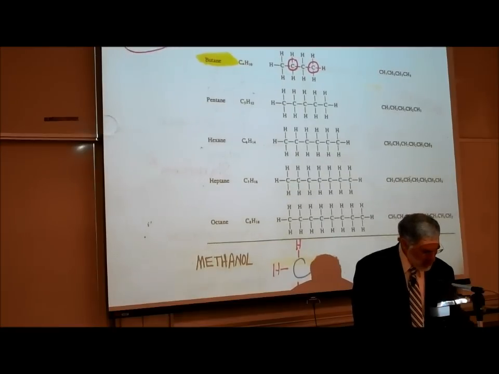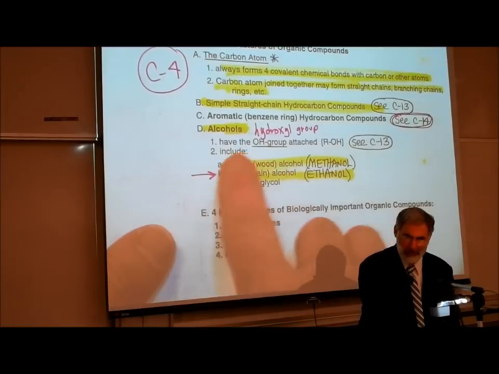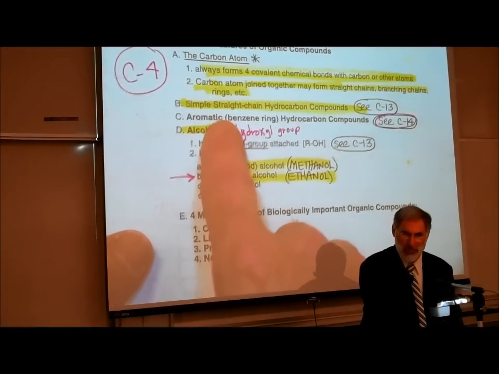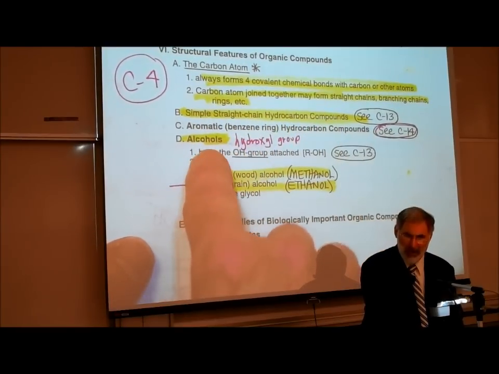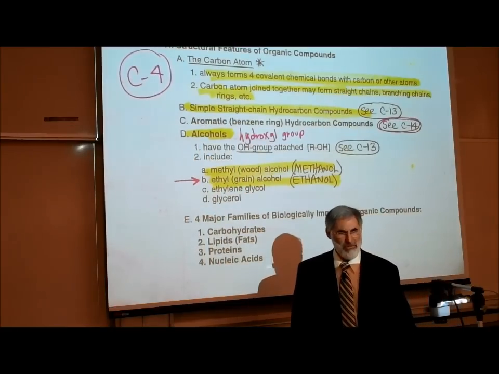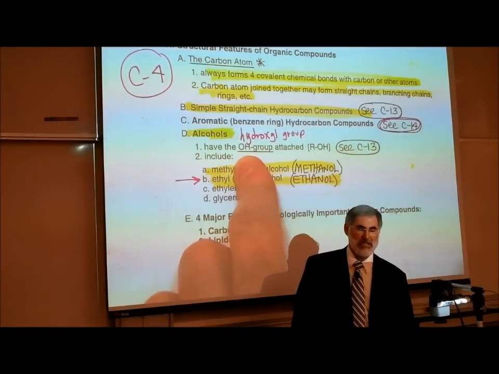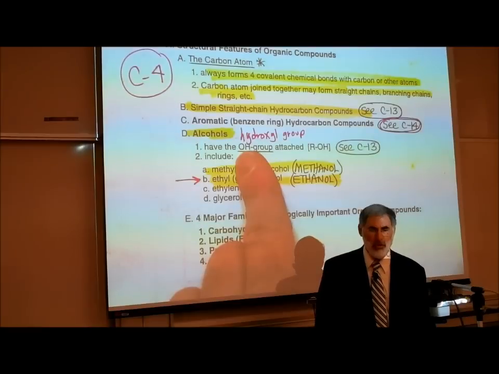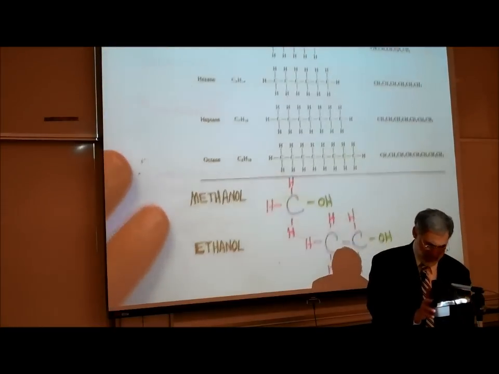Now, let's mention something else. Back on page C4, and we're going to go right back to C13 momentarily. So we've shown you what are called simple straight-chain hydrocarbon compounds. Let's show you what alcohols are. Now, we've all heard of alcohol. The definition of an alcohol is that it's a hydrocarbon compound, an organic compound with an OH group attached. You'd say, what do you mean? So let's go back to C13 and look at the very bottom.